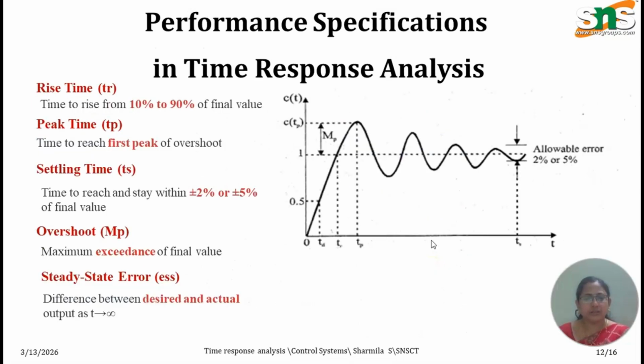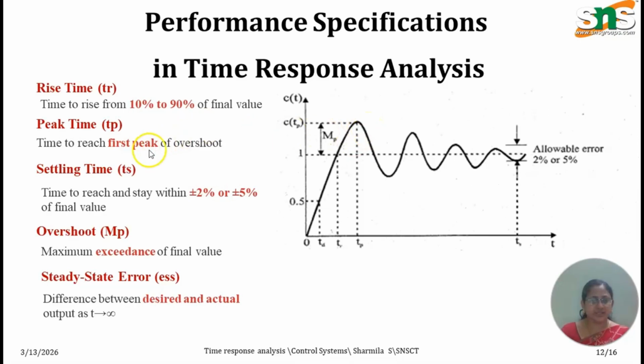Now let us see the performance specifications in time response analysis. The first one is the rise time, represented as t_r, and it gives the speed of response. The rise time is from 10% to 90% of its final value. Next one is the peak time, the time to reach the maximum value, or we call it the time to reach the first peak of overshoot. This is the peak time t_p.